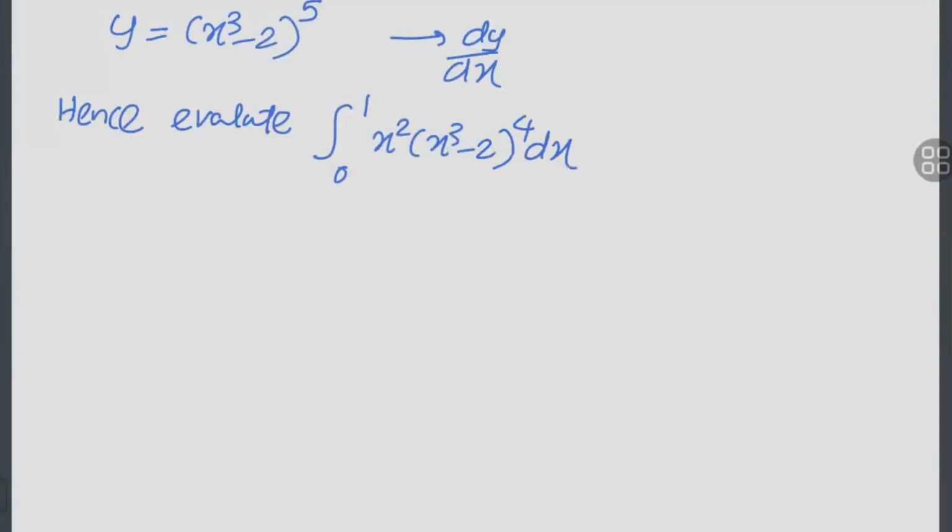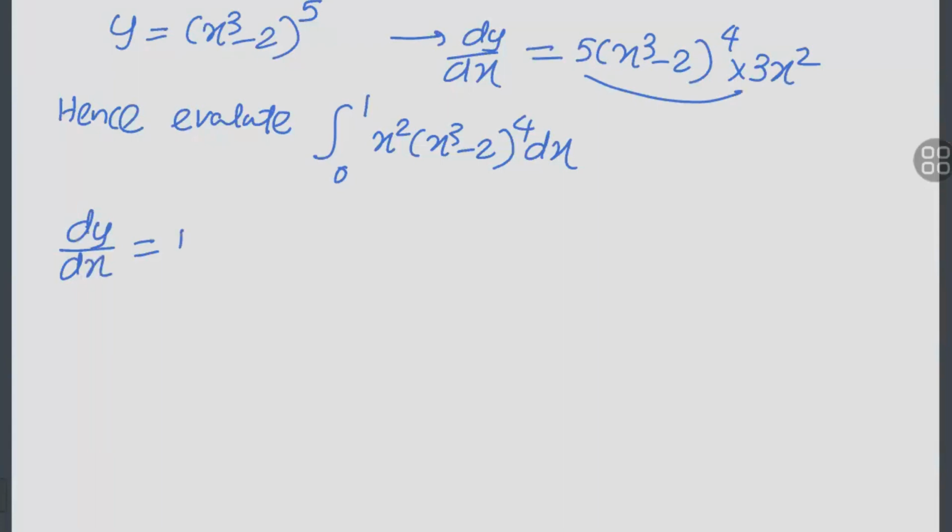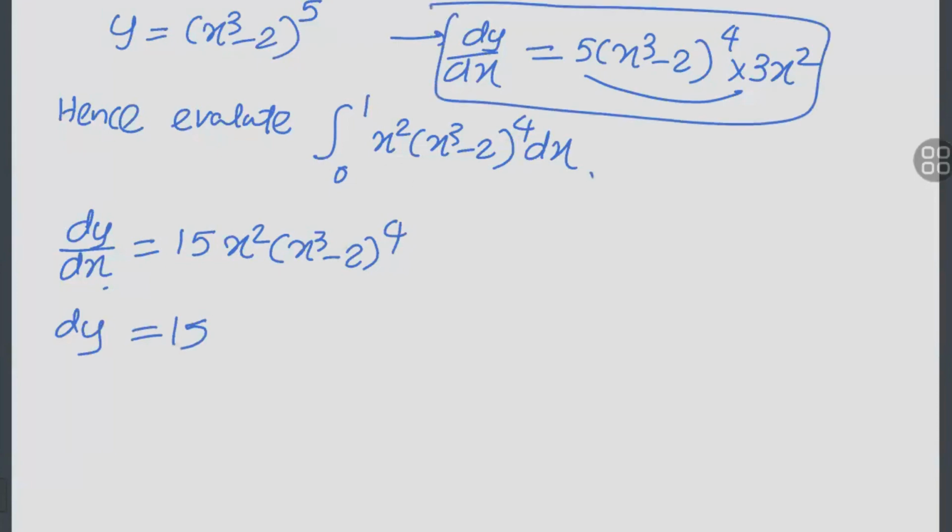So what is the differentiation answer? 5 into (x cubed minus 2) to the power 4. The inside part differentiates to 3x squared, no? Then compare this and this. Now x squared and (x cubed minus 2) to the power 4, this is correct. The 5 into 3 is the only part not required. Then we write the first answer: dy over dx equals 5 into 3, 15, x squared (x cubed minus 2) to the power 4. Then take the required part: dy equals 15 x squared (x cubed minus 2) to the power 4 dx, because from this answer we are going to make this question.